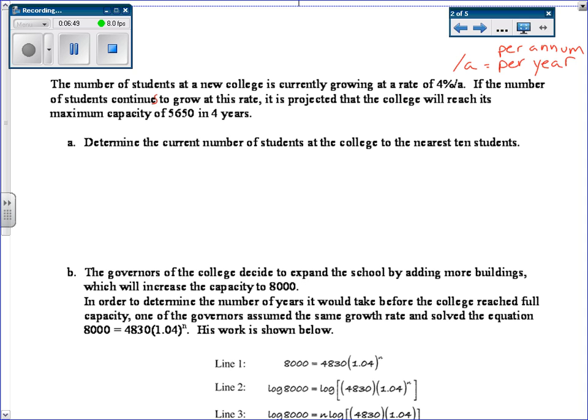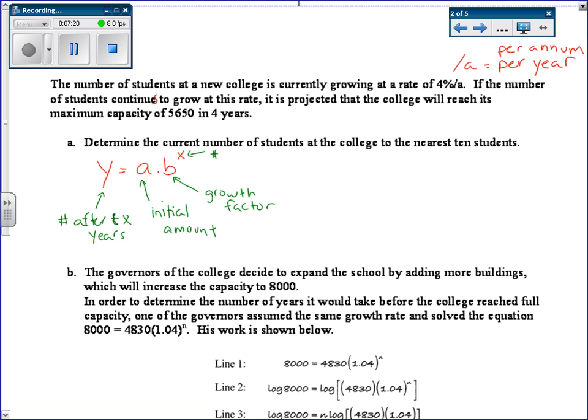So if we have an exponential function like this, y is equal to a times b to the power of x, then what these different variables mean is y will be the number after x years. A is always the initial amount. And b will be the growth factor. I shouldn't say t years, I've got x there as the variable I'm using. So x is the number of years.